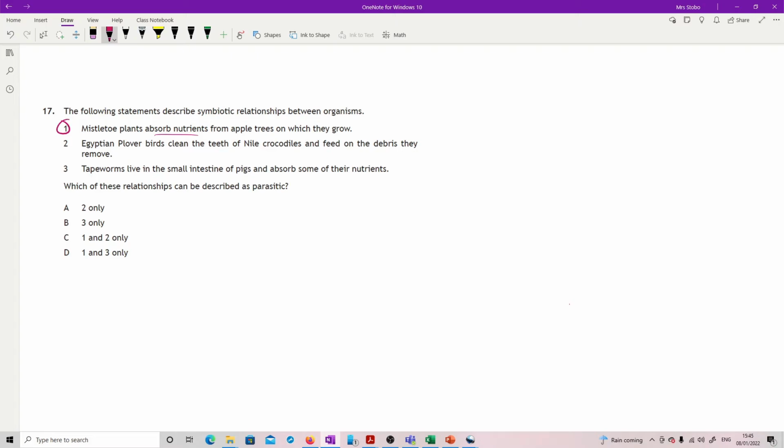Okay. Egyptian plover birds clean the teeth of Nile crocodiles and feed on the debris they remove. So the plover birds are getting the debris, which is helping them, and it's also cleaning the teeth of the crocodiles, so the crocodiles don't have rotting stuff damaging their teeth. So this is not parasitic, because both of them are benefiting. Okay. Tapeworms live in the small intestines of pigs and absorb some of their nutrients. Tapeworms benefit. Pigs are not getting the nutrients because the tapeworms are taking them. So we're going with that.